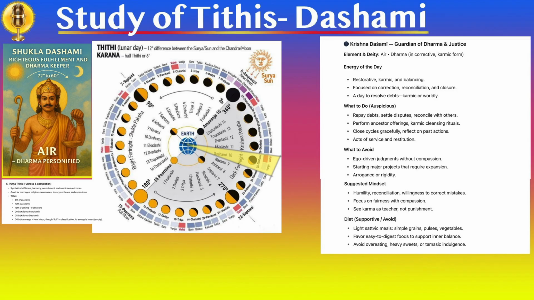Diet: light sattvic meals, simple grains, pulses, vegetables. Favor easy to digest foods. Don't get too heavy on it just because it's a good day. Avoid overeating. Avoid having heavy sweets. Indian sweets are very laden with ghee and sugar and milk. So not too much, no overindulgence, overeating. No tamasic indulgence as well. Avoid meat and alcohol altogether. I don't care which tithi it is.